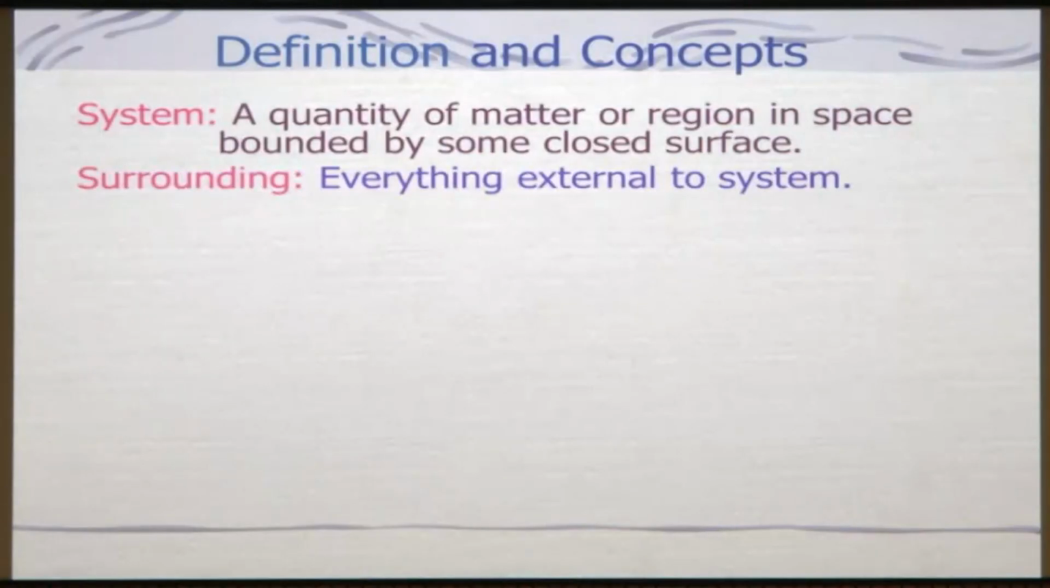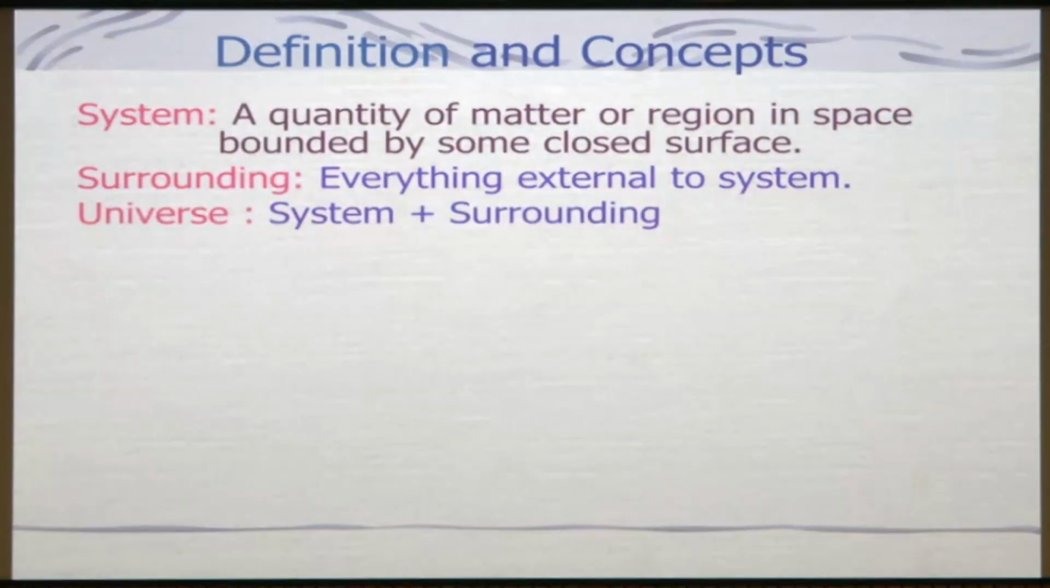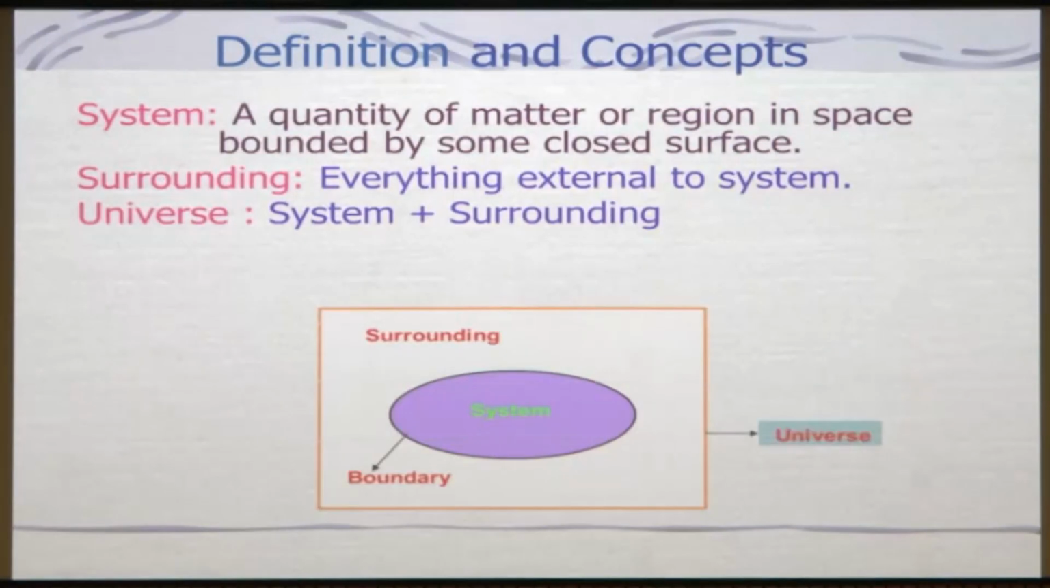Everything external to the system is known as surrounding, and system and surrounding together we call the universe. So if I look at a system here, it has a boundary, the rest of the things will be surrounding, and this total we call a universe.